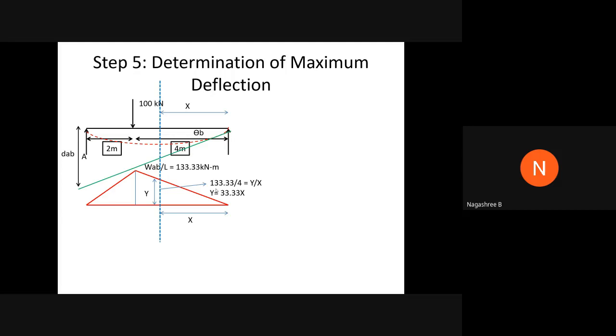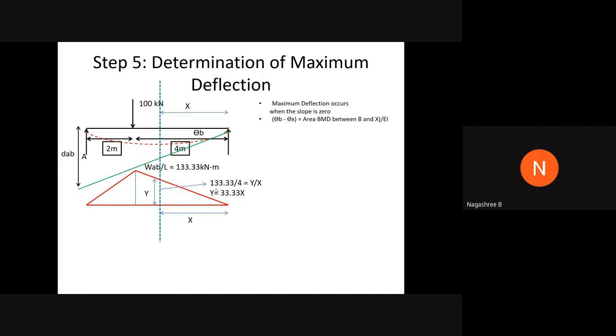Therefore, I consider theta x equal to 0, meaning the slope at the distance of x from B is equal to 0. Why? Because I need to determine the maximum deflection. I have noted that here. And since I need to determine the slope and deflection, first, in order to determine the value of x, I make use again of theorem 1 of the moment area method.